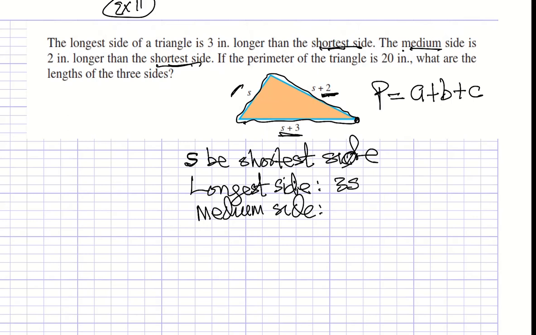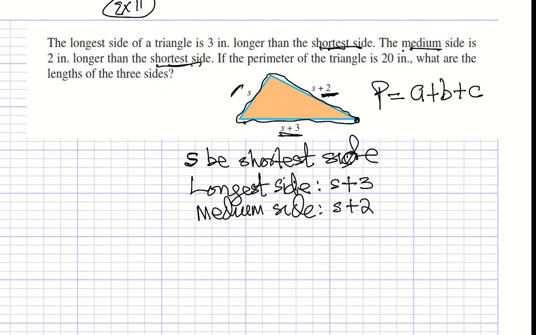Hang on a minute. I'm sorry about that. It's not multiply. You can't multiply, man. Let me read it again. The longest side of a triangle is 3 inches longer than the shortest side. So if this is the shortest side, then it would be 3 longer. Okay, 3 inches longer. The medium side is 2 inches longer, so it would be S plus 2. See? Longer than the shortest side.